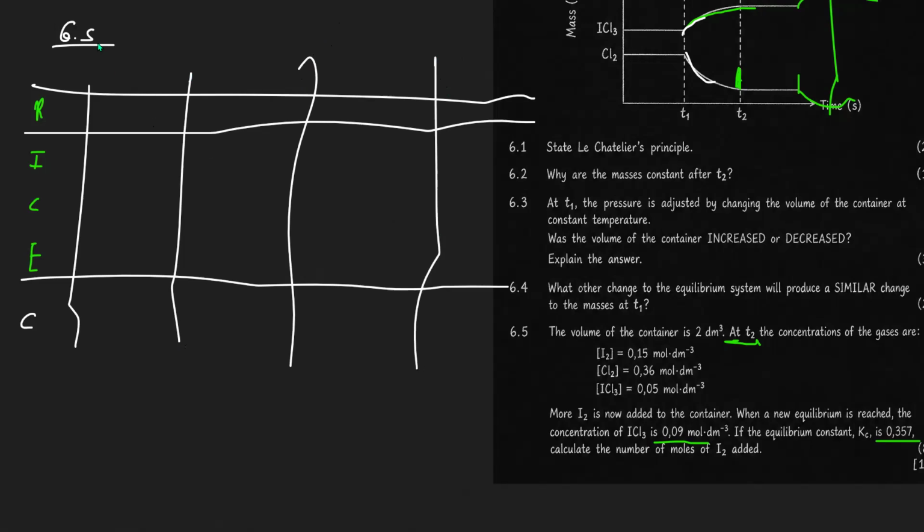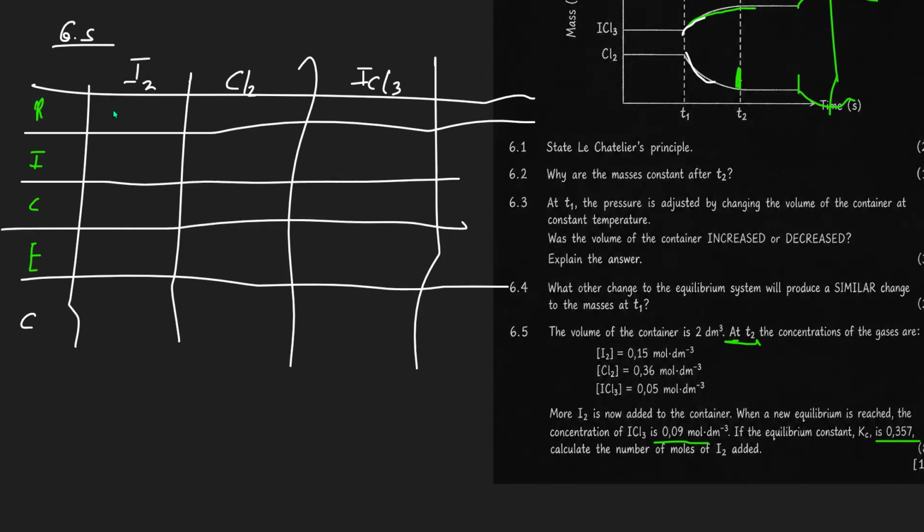Then we have the RICE table. We're going to start with I2, and then we have Cl2, and then we have 0 for ICl3. Okay, then I will draw the other sections also.